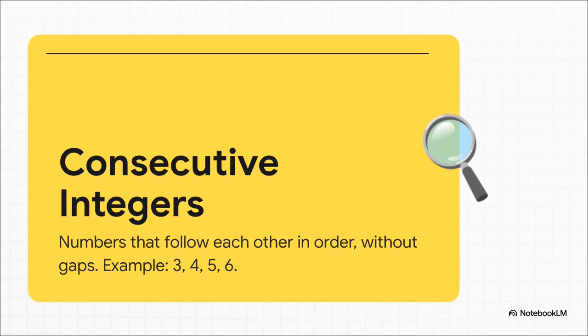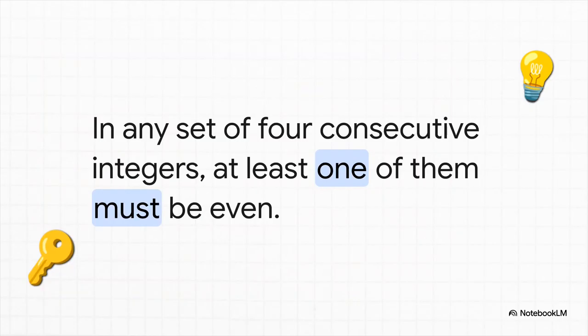You know, like 3, 4, 5, 6. Simple as that. All right, now here's the key insight. This is the whole trick. Pick any 4 numbers in a row. Go ahead, try it. 1, 2, 3, 4. Or 10, 11, 12, 13. You will always have at least 1 even number in that set. In fact, you'll always have 2. It's impossible to avoid it.